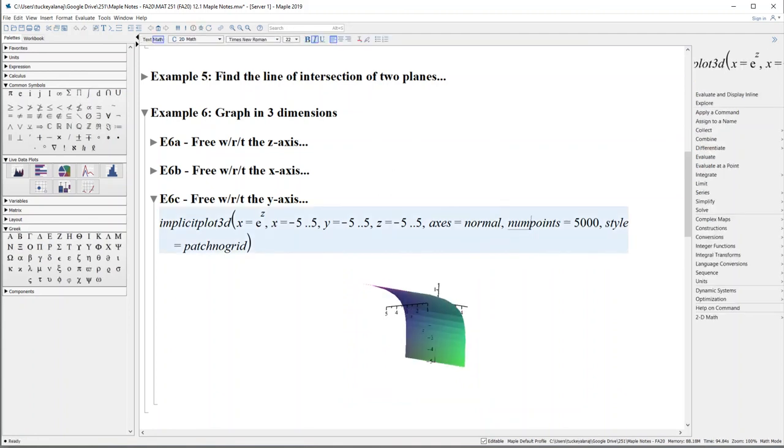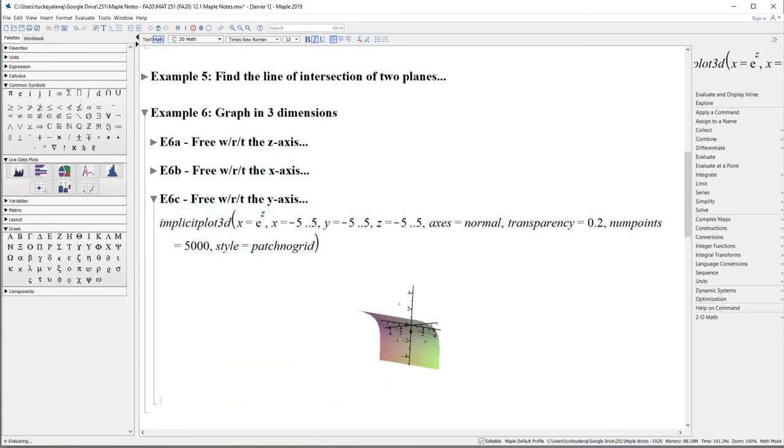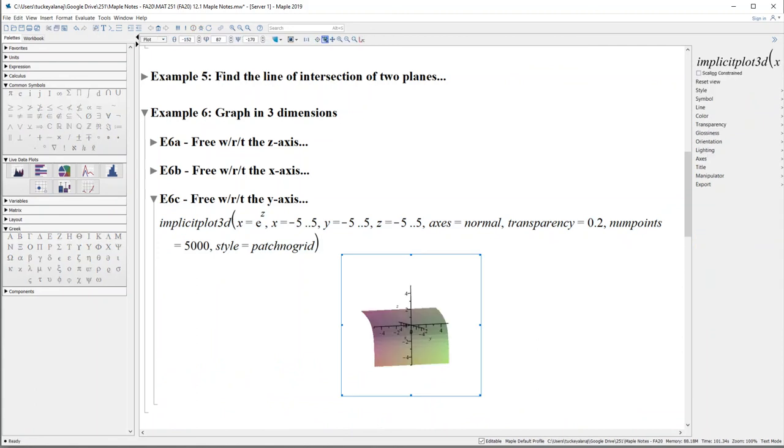And of course, if transparency is your thing, if you want to see through the axis a little bit better, you can add in transparency equals 0.2 to it and then hit enter. And there you go. You can see the axes a little bit better. And that's kind of what we're trying to draw.